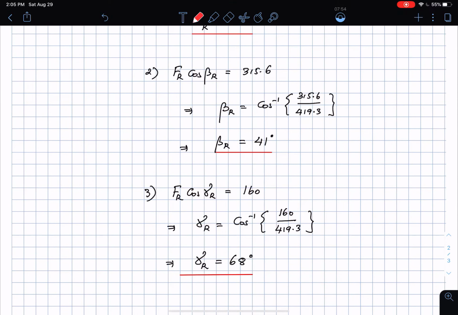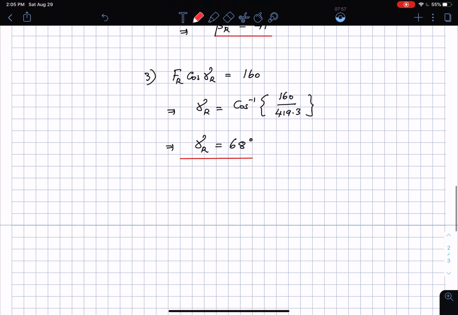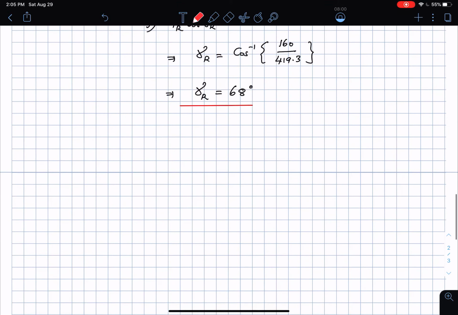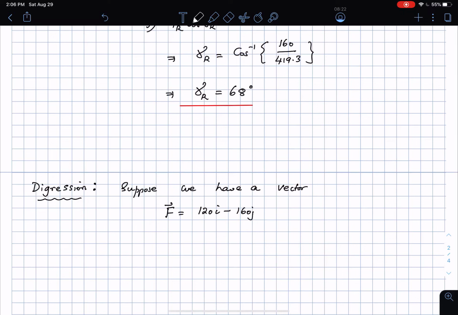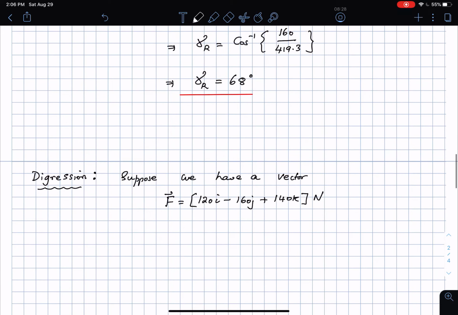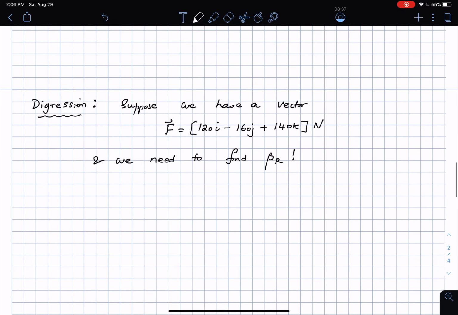Okay, this is something very useful for us to know. And I want to make a very brief note here. A quick digression in a sense. So, digression. Suppose we have a vector f is equal to 120i minus 160j plus 140k newtons, and we need to find beta r, or beta. Okay, let's just say beta.